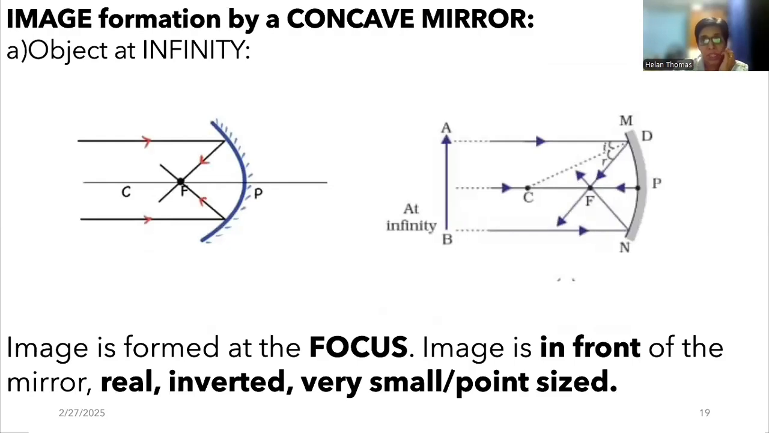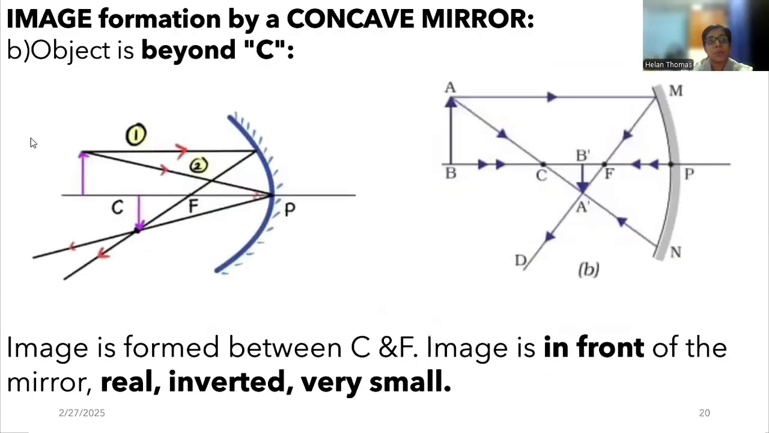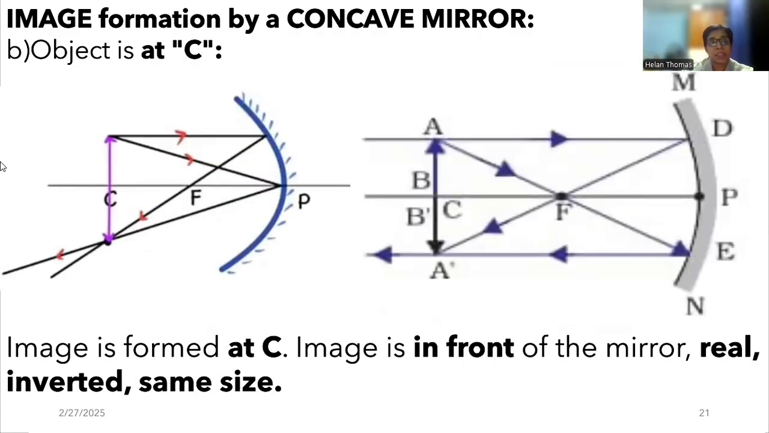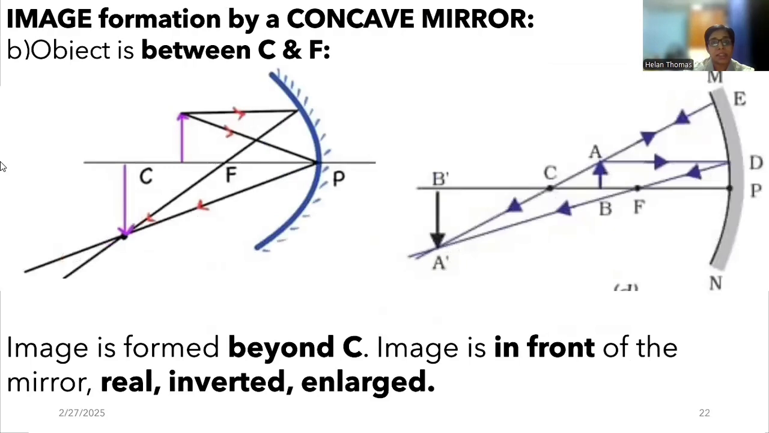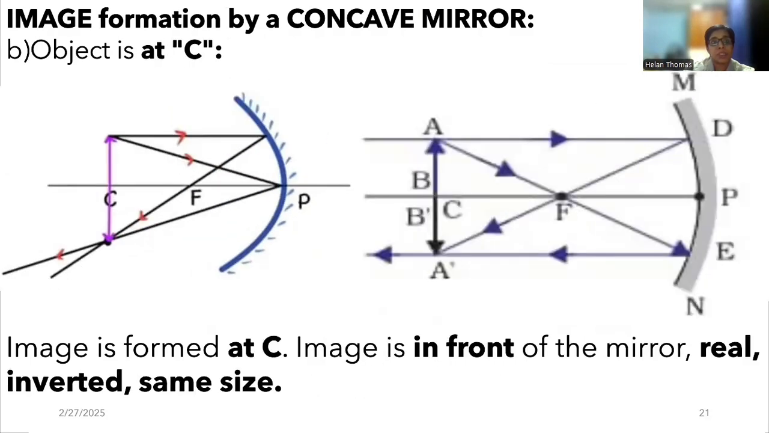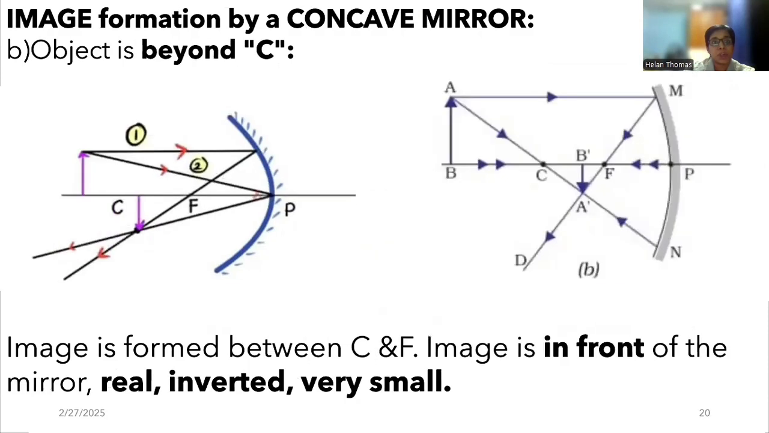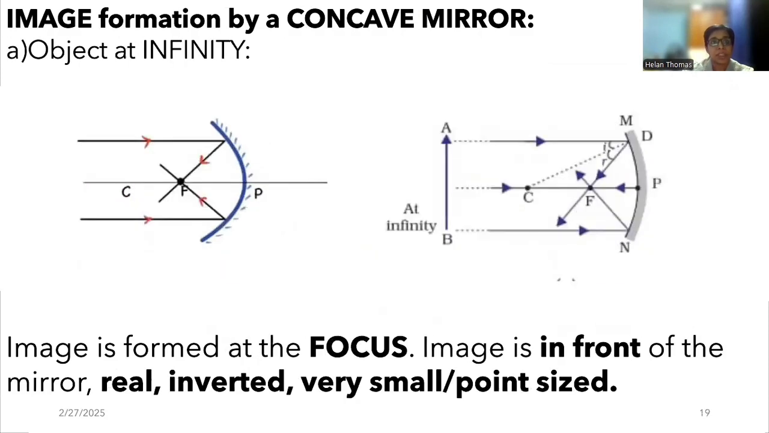Image formed by a concave mirror. Here we'll be having 6 positions. The object is where the light rays are coming from. When the object is at infinity, from infinity all the light rays will be parallel to the principal axis. At infinity, the light rays will come parallel to the principal axis.